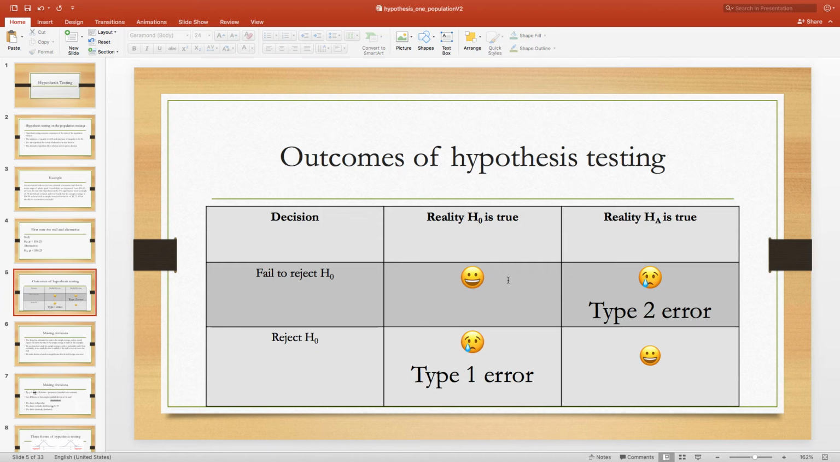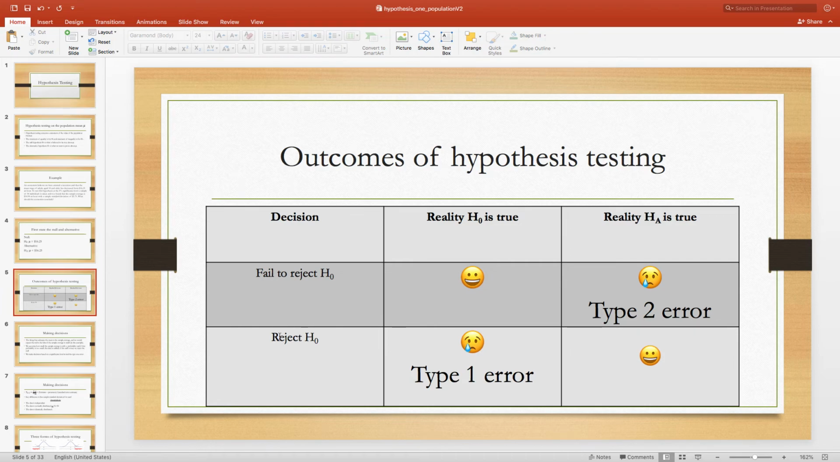Now, you could fail to reject the null hypothesis. So that could be your decision. But the reality could be that the alternative is true. Okay. In that case, you've made an error, and that's called a type 2 error, is when you fail to reject H0 when the alternative is true. And we got a little sad face there.